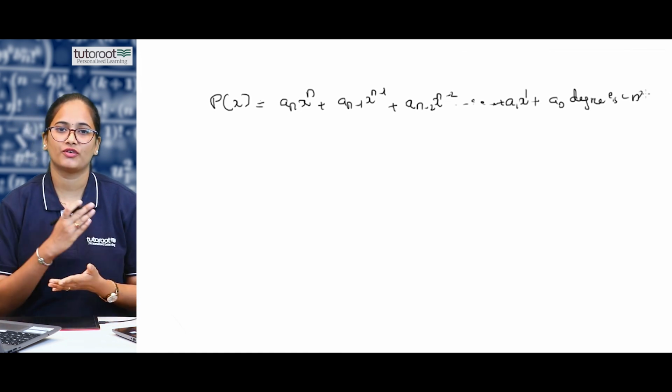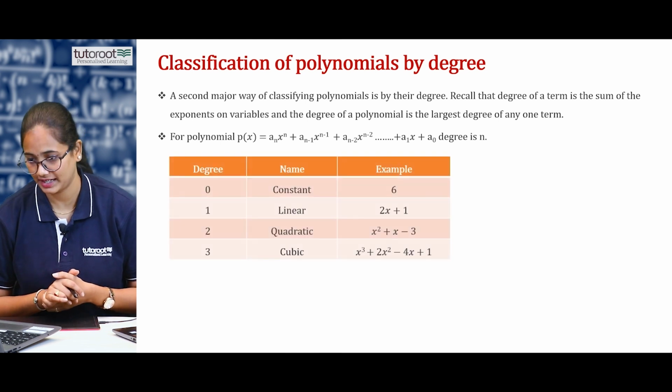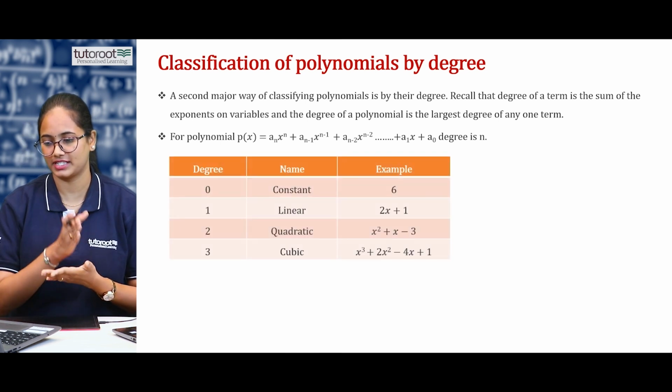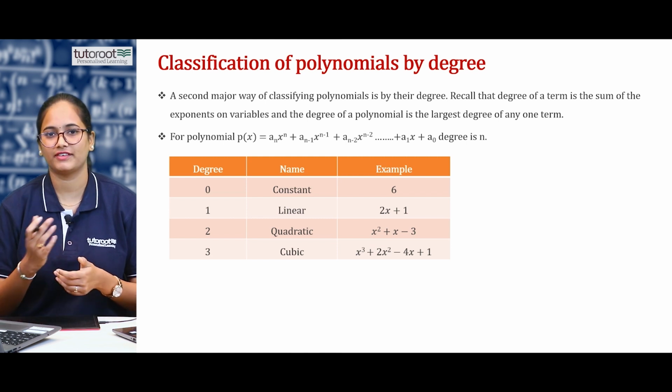Okay. So for example, you can see the columns and rows displayed on the screen. So first in degree we have 0, 1, 2, 3 and the names are constant, linear, quadratic and cubic. And we have a few examples.